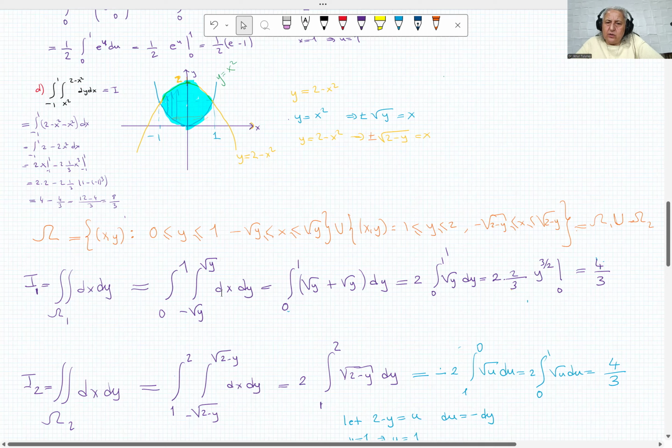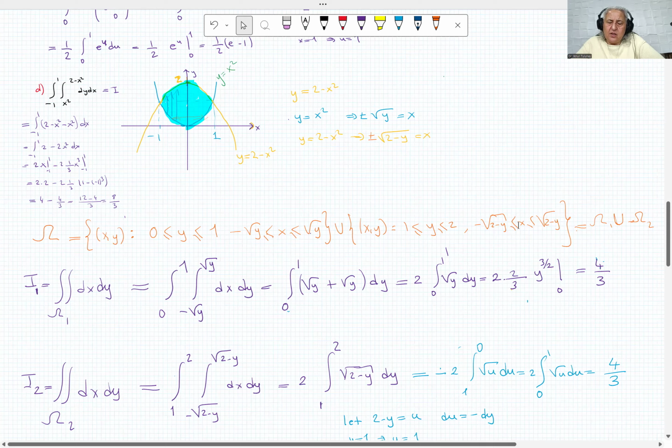Then the integral of this is just x itself, upper bound minus the lower bound, that will be 2 root y. And then when we integrate this one again, we will have 2 times 2 over 3 y to the 3 over 2, from 0 to 1, that's 4 over 3. This should be 1 here.